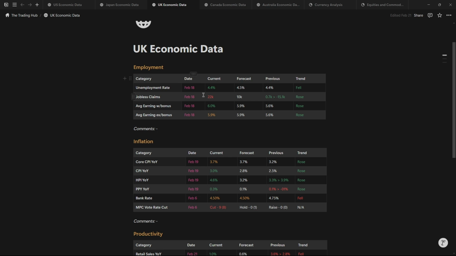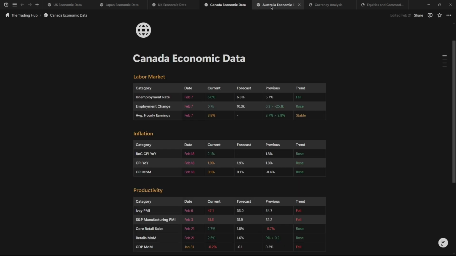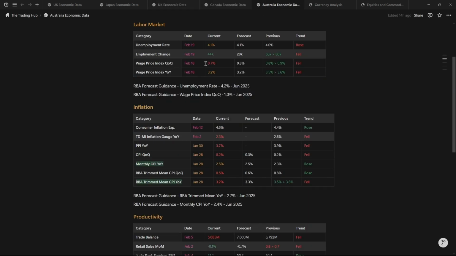So I'm definitely in the future going to work together with a programmer to build something like this where I can automate all of this stuff, because this is really tedious. This is something that I don't really like doing, but I have to do it to keep all this stuff organized and whatnot. So that's how I track economic data. Here's Canada, Australia, and whatnot.